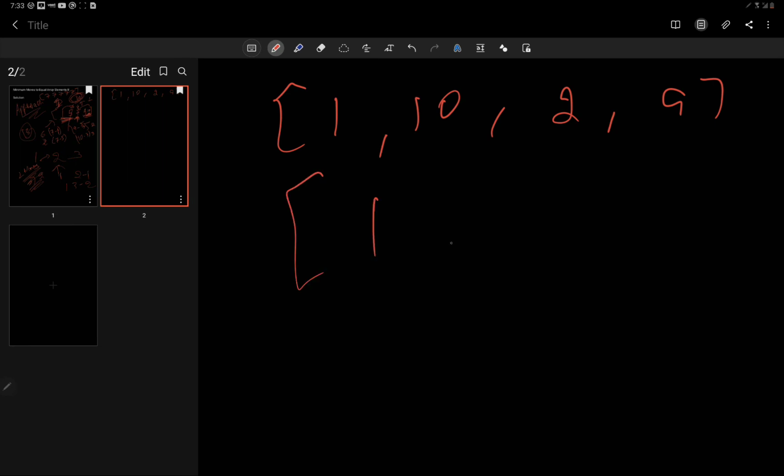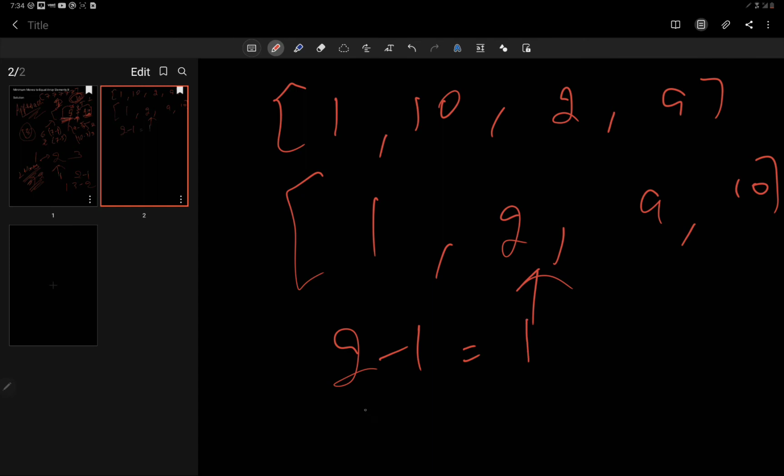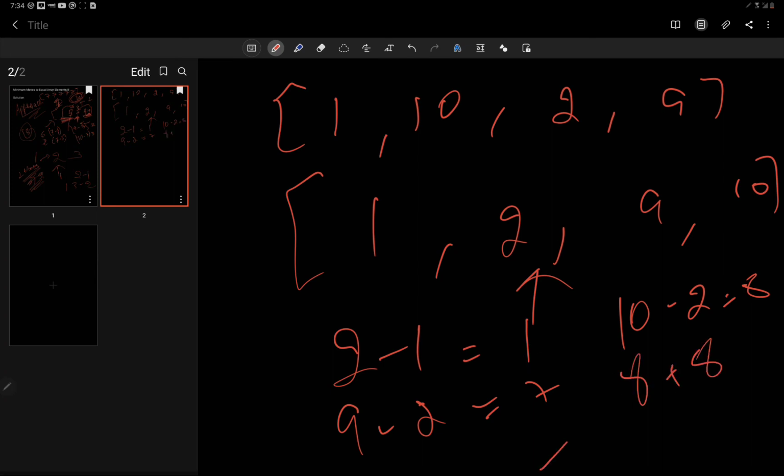So we have to sort it first: 1 2 9 and 10. Now we pick 2 as the middle element. So 2 minus 1 is 1, and 2 minus 2 is obviously 0. 9 minus 2 is 7, and 10 minus 2 is 8. So 7 plus 1 is 8, 8 plus 8, that is 16 moves would be required to make it equal.